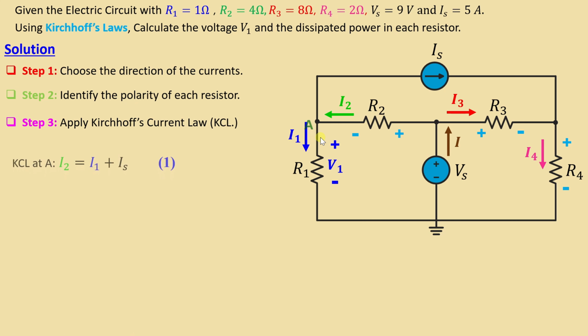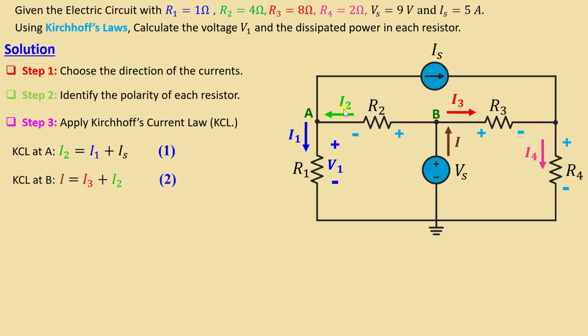After we finish step 2, we go to step number 3 to apply Kirchhoff's current law, KCL. Let's start first with node A. We can see here that I2 is entering the node, I1 is leaving the node, and IS is leaving the node. We can write KCL at A: I2 is equal to I1 plus IS.